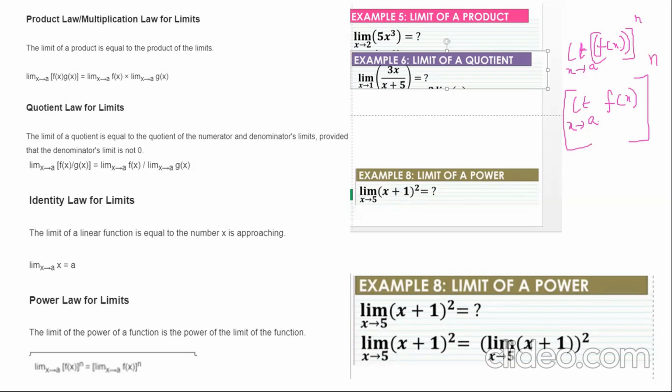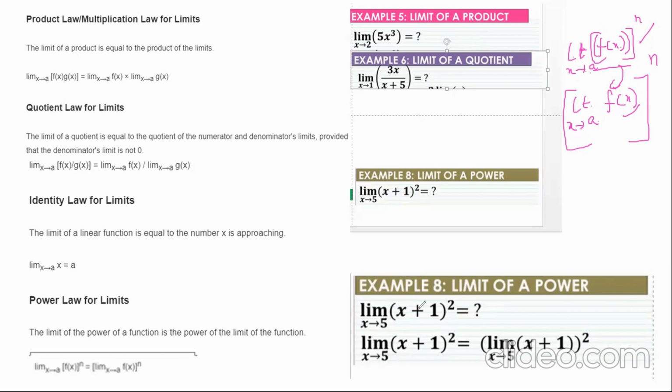Because here, only for this function f of x, you have the whole power n. While taking the limit, there is no rule for this kind of thing directly. So for that reason, I am going to write this function like this by using our power law of limits. Got it? Come on, let us do one question.